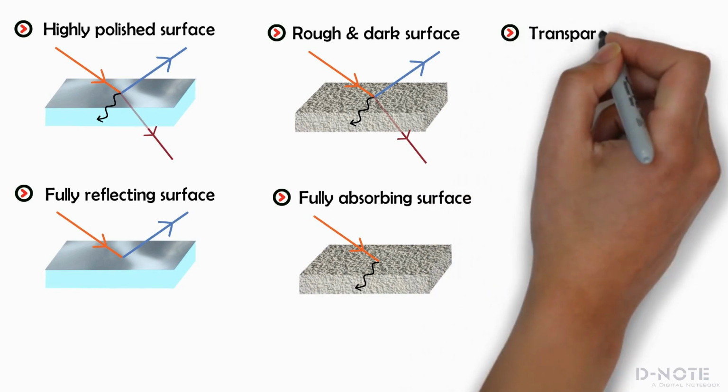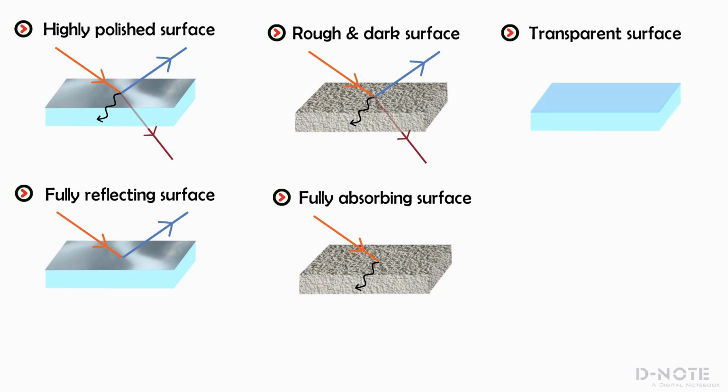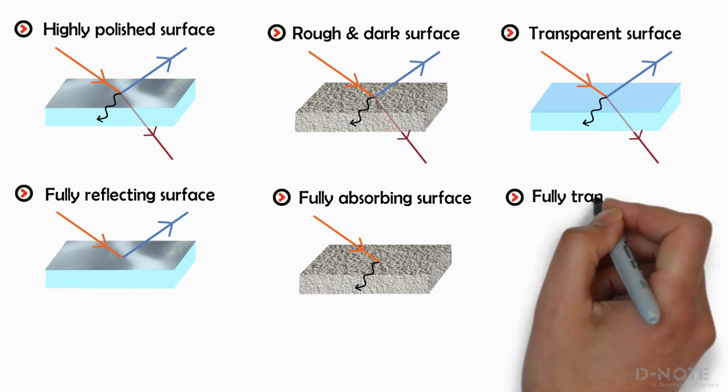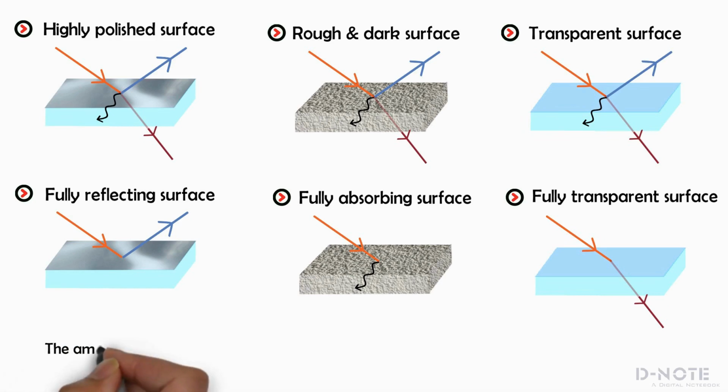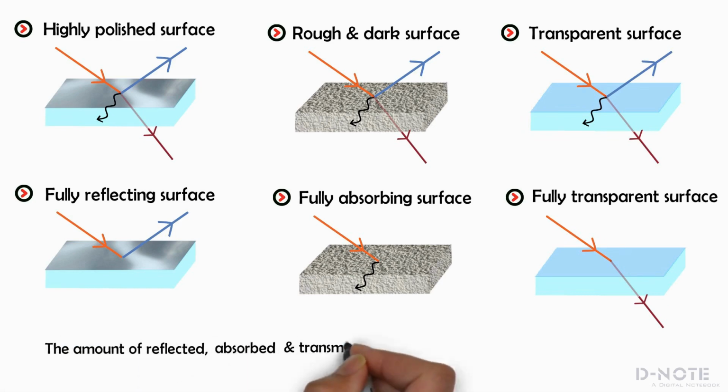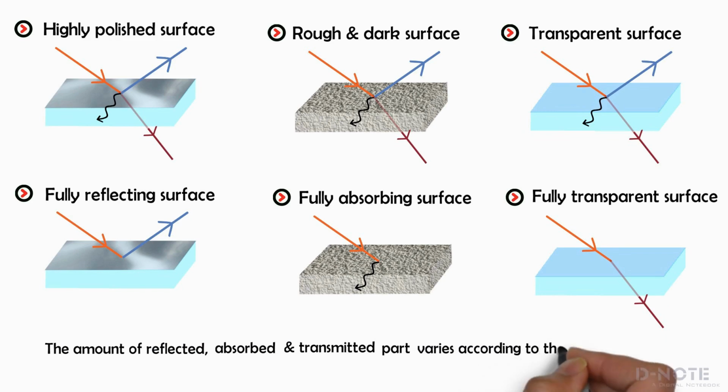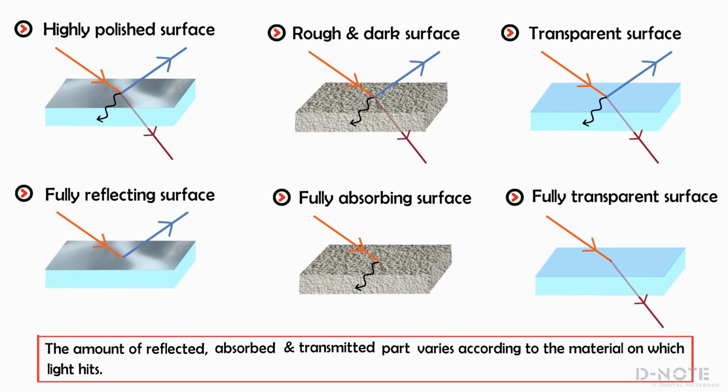While for a transparent surface, major part of the light will get transmitted, some will get reflected, and the remaining gets absorbed. For a fully transparent surface, no part of the light will get reflected or absorbed. Instead, all the light will get transmitted through the surface. Thus, we conclude that the amount of reflected, absorbed, and transmitted part varies according to the material on which the light hits. Hope you understood the behavior and properties of light.